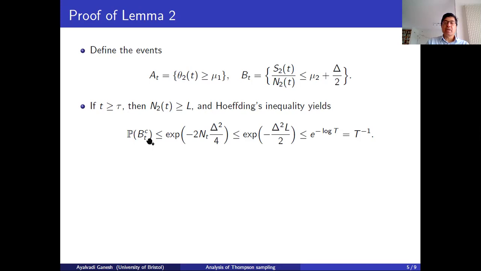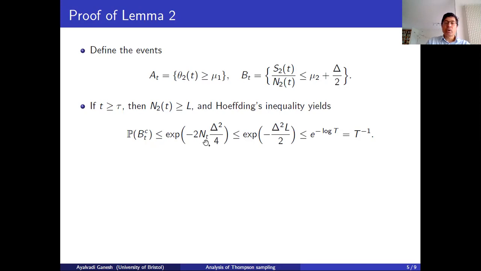So the probability of BT complement is the probability that, just look up Hoeffding's inequality. So this probability is bounded above by e to the minus twice the number of trials times the square of the deviation from the true mean. So delta over 2 is the deviation from the true mean, and so we get delta squared over 4 here.